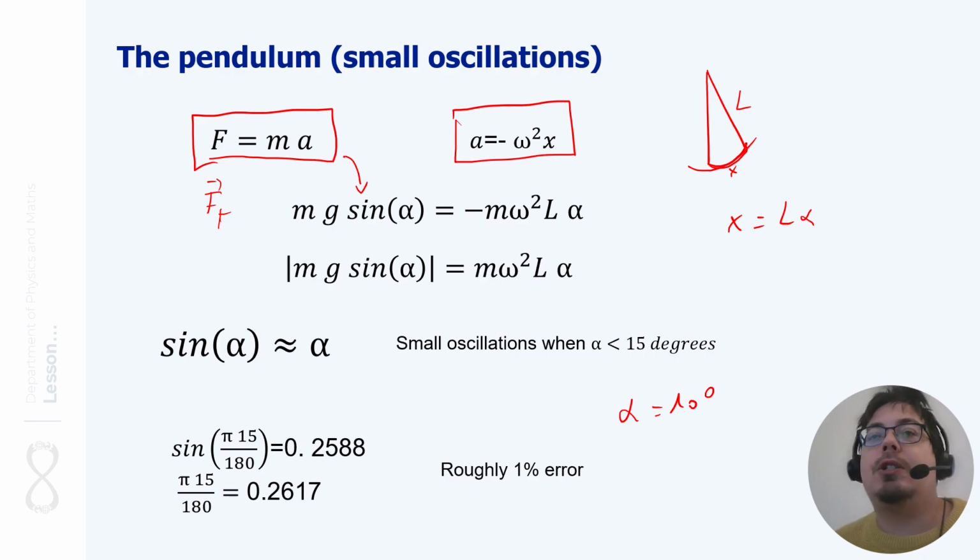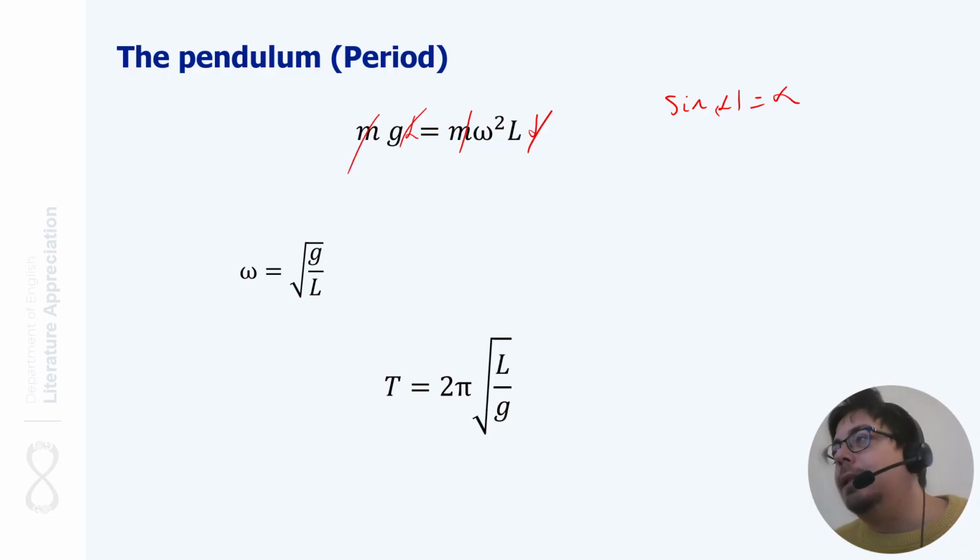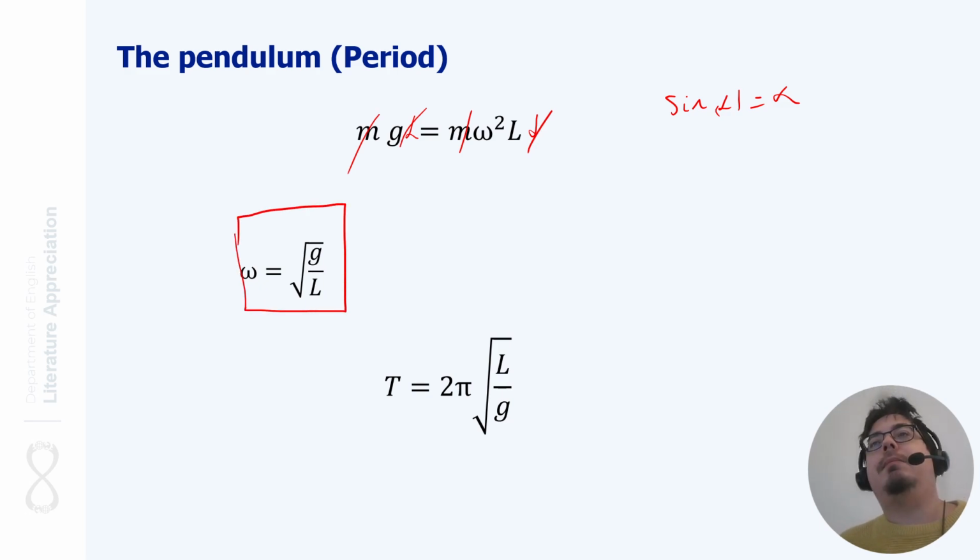So we can make this approximation, and this approximation leads to g equal to omega squared times L, because sine alpha and alpha are equal, so alpha here, alpha there, they cancel out. But the other thing that cancels out is the mass, as in the case of the free falling object. This is roughly a free falling object in one direction, so the mass cancels out, and we are left with this equation here, where omega is the square root of g divided by L, the length of the rope.